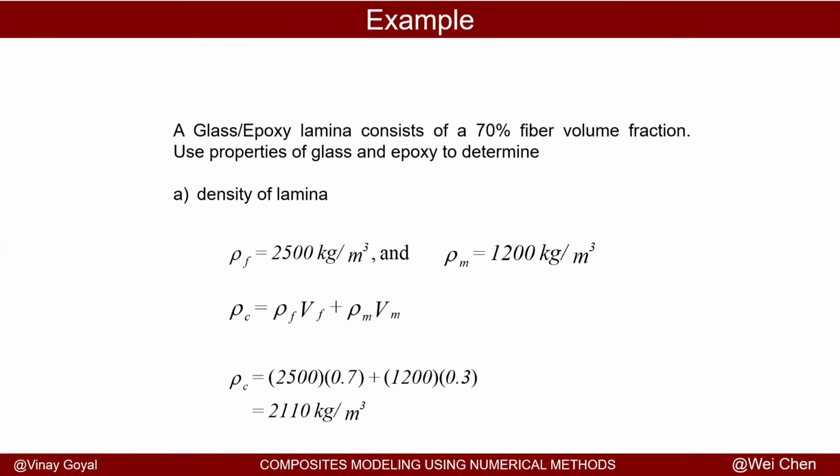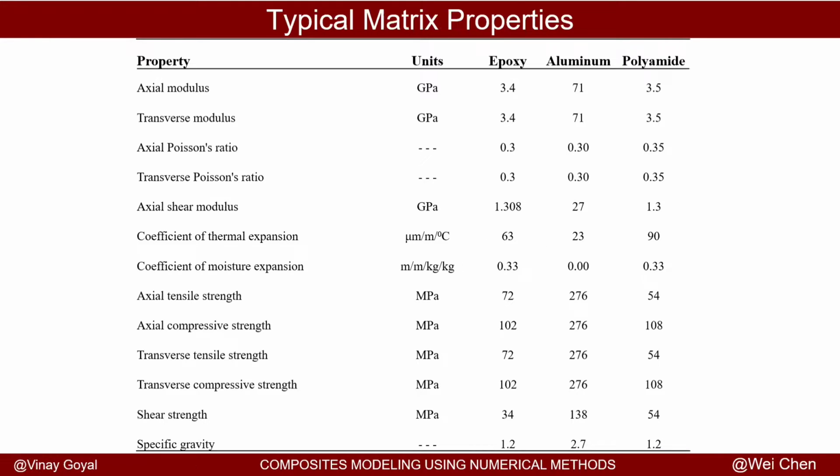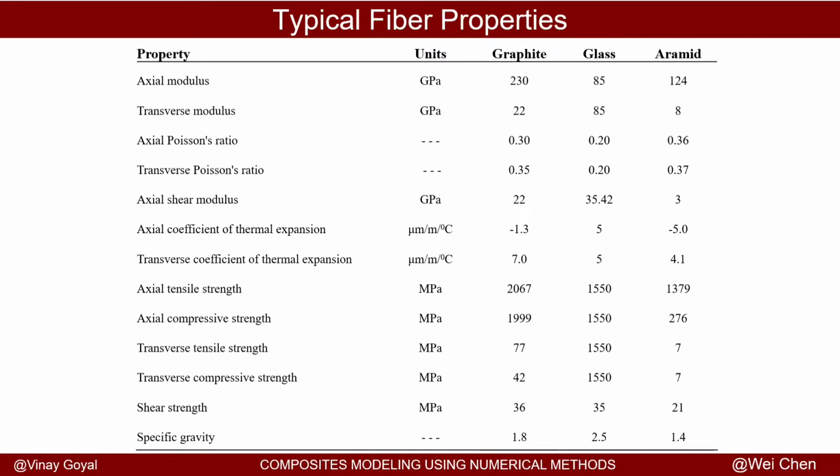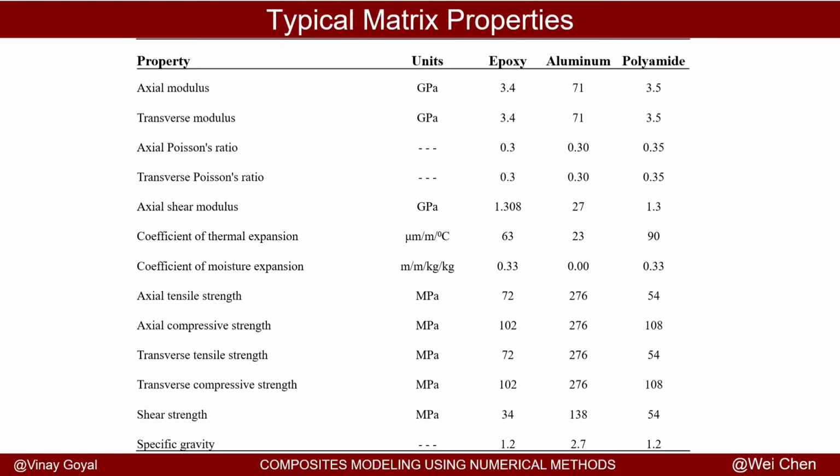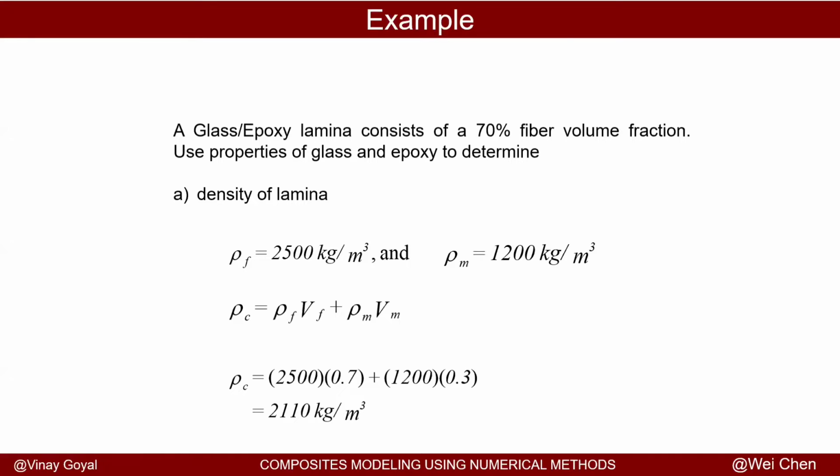So in this particular example, the density of the lamina can be determined because we know the density of the fiber and the density of the matrix, using the data that's provided here in this page, and also in this page. And I can determine that because I know the specific gravity. So from there, I should be able to tell you the density of these two materials. So we found the density from specs.